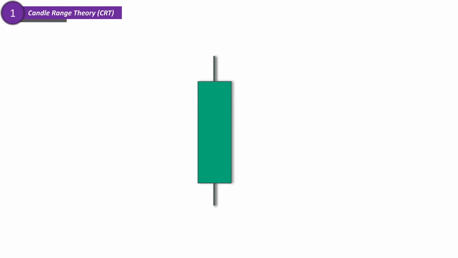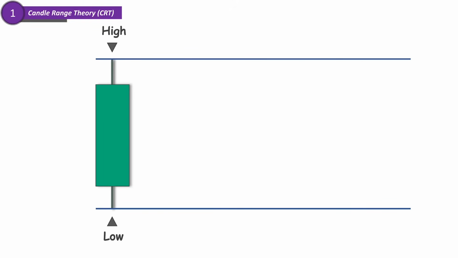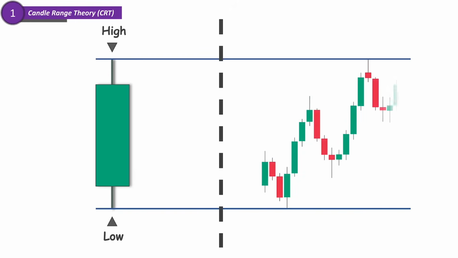So, what exactly is the candle range theory? Candle range theory, or CRT, is a trading concept that focuses on the price range, high to low, of a single candlestick on the chart. The general idea behind this model is that each candle represents a trading range. If you break this candle down into lower time frame candles, you'll notice that the high and low of the candle often act as turning points on the lower time frame.